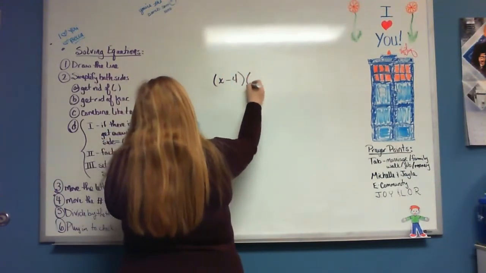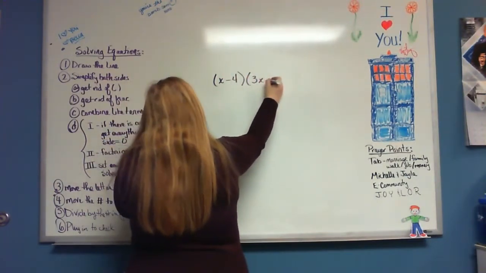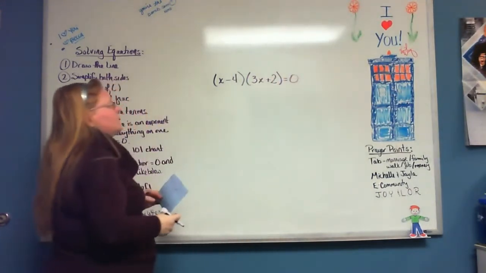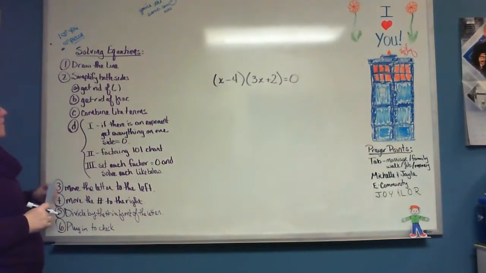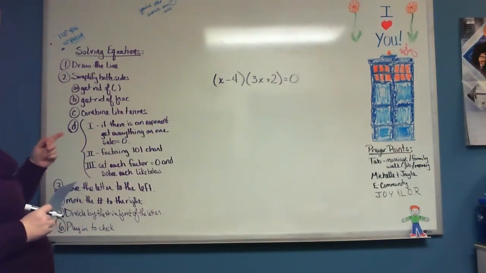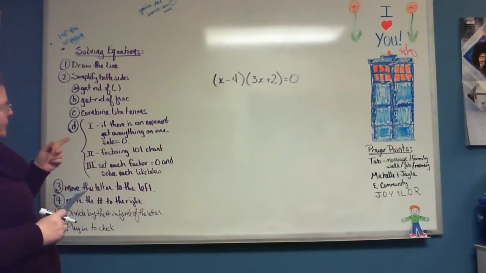X minus 4 times 3x plus 2. This one's a little different. Draw the line, simplify both sides, get rid of parentheses, get rid of fractions, combine like terms.